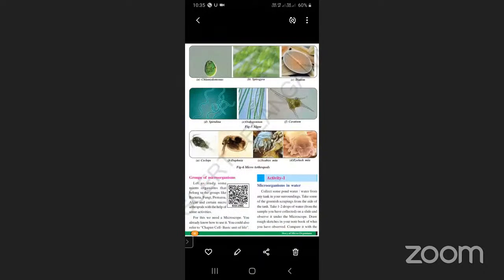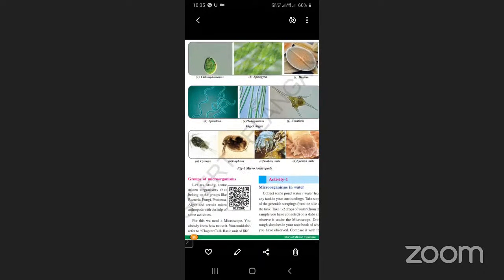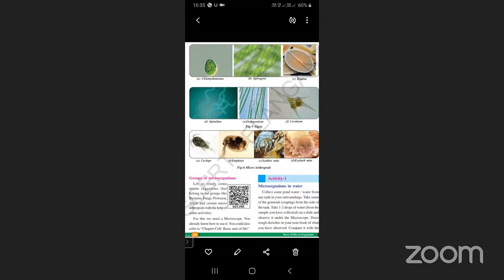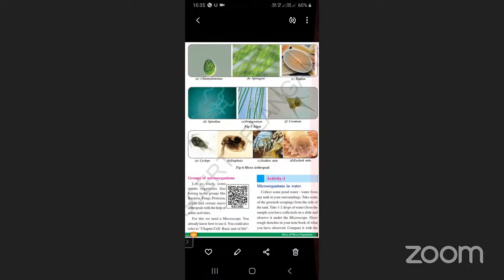So these are the groups of microorganisms. Here, let us study some microorganisms that belong to groups like bacteria, fungi, protozoa, algae, and certain microarthropods with the help of some activities. We had observed them already. Microarthropods: Cyclops, Daphnia, scabies mite, eyelash mite. What about algae? Chlamydomonas, Spirogyra, greenery things, Chaetomorpha, Spirulina, Oedogonium, Serratium. These all come under algae.